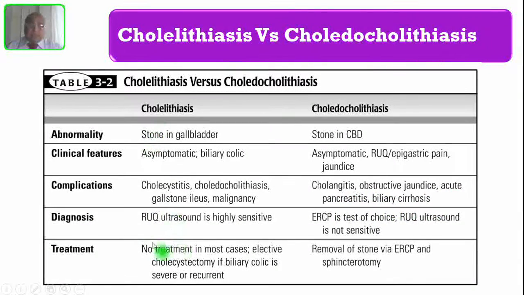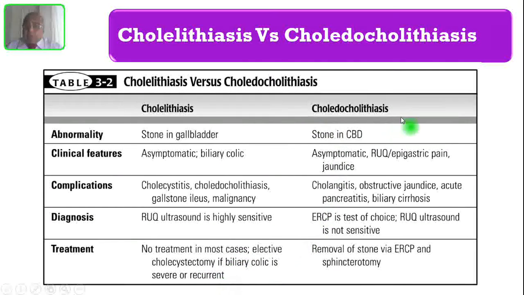Diagnosis usually can be made by right upper quadrant ultrasound, whereas right upper quadrant ultrasound is not very sensitive in the case of choledocholithiasis, so you must do ERCP. That is the gold standard investigation for choledocholithiasis, because this is not only diagnostic, it is therapeutic as well. Treatment: no treatment if it is asymptomatic. If it is symptomatic, that is biliary colic or other complications, you can do elective cholecystectomy, that is lap chole.